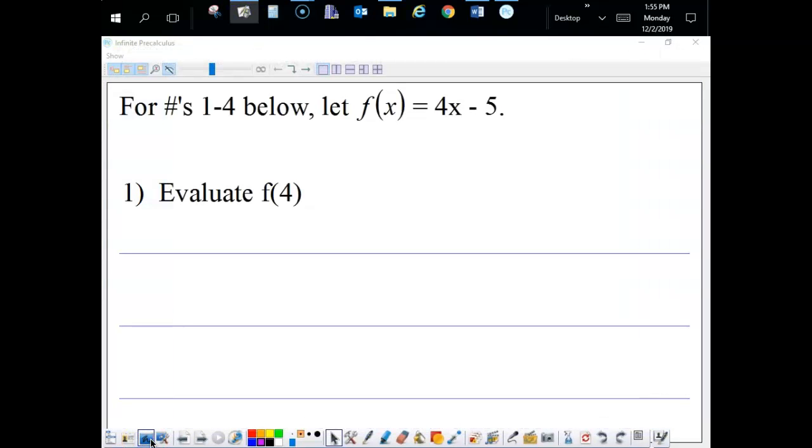So let's go ahead and review. Today we're going to be looking at function notation.